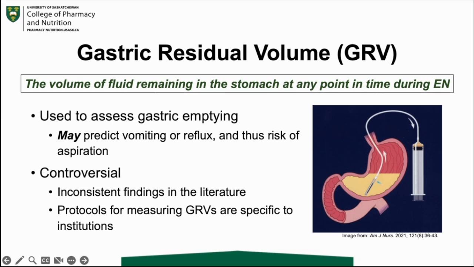However, it should be noted that measuring GRVs is highly controversial as there are many factors that can influence this measurement, and studies have been inconsistent in demonstrating the association between high GRVs and aspiration. What is considered to be a high GRV is also widely debated, with recommendations ranging from 250 to 500 milliliters. However, it is important to note that most hospitals have a standardized protocol and procedure in place regarding the measurement of GRVs, and healthcare practitioners must make themselves aware of these protocols.